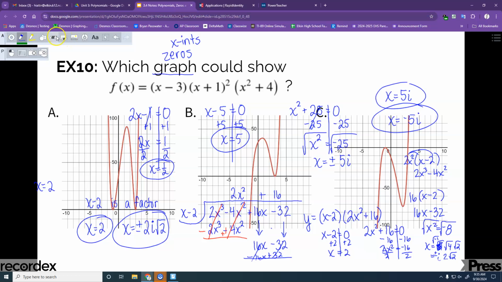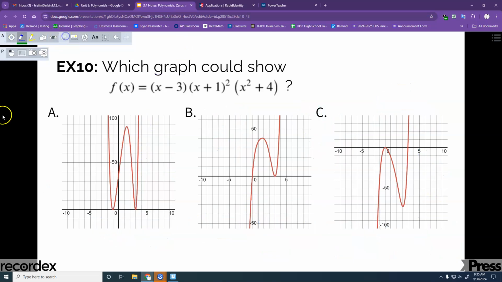Okay. All right. For this one, which graph could show this equation? All right. You definitely can graph this in Desmos. That's a perfectly valid option. Let's also look at how to do it without Desmos. If we do this without Desmos, and I want to see x-intercepts, my zeros, right? I'm going to have x minus 3 equals 0. That's just going to give me x equals 3, right?